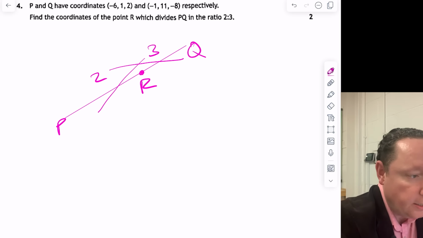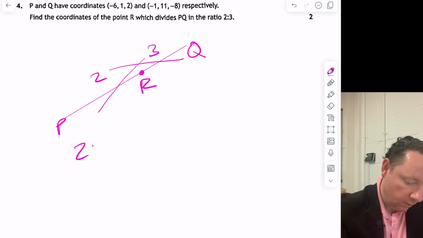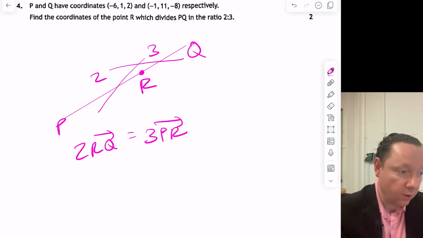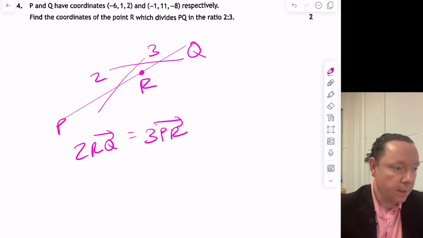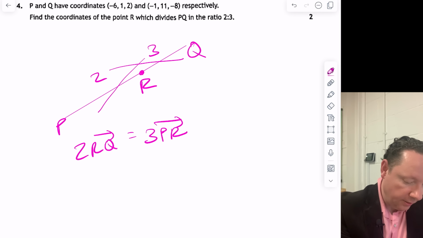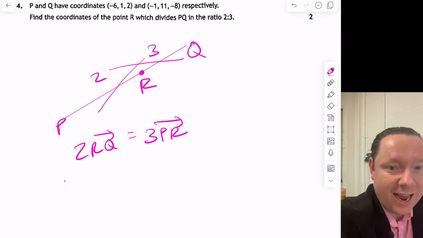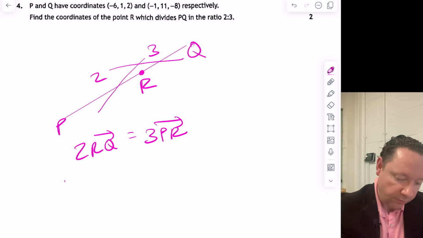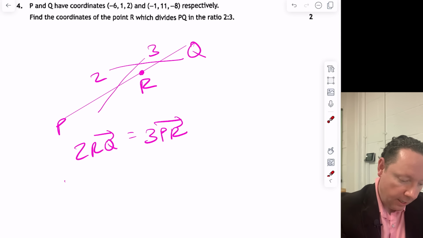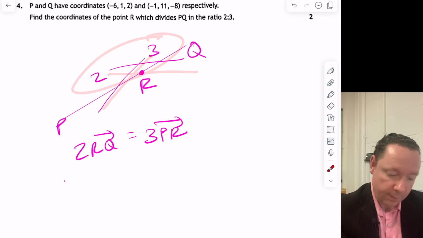So we can just write 2 of RQ equals 3 PR. Now where does that come from? Well, it really comes from the fact that PR over RQ is 2/3. So you get there quite quick, and then you can expand and simplify. Now there are some tricks that some teachers teach where you do something about adding the coordinates and dividing. So at this stage, if you remember that trick, it's (2q plus 3p) all over 5. That is a quick way, but I never do the quick way.